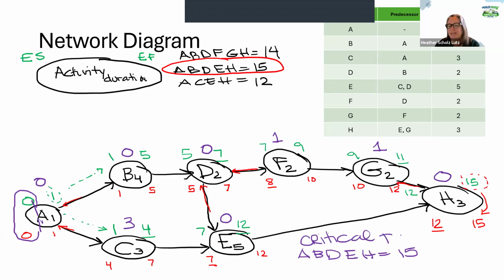So if we have a small project like this one, it's not a big deal to go and calculate all the different paths through the network. But sometimes, and I'm just going to write that down here as a reminder, there's 0 slack. If you have a lot of different paths through it, it might not be as easy to calculate all those paths. And that's when this forward and backward pass comes into play and makes it a bit easier for you to find that critical path.